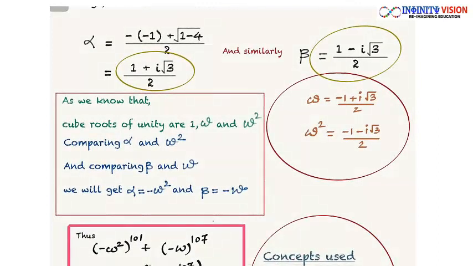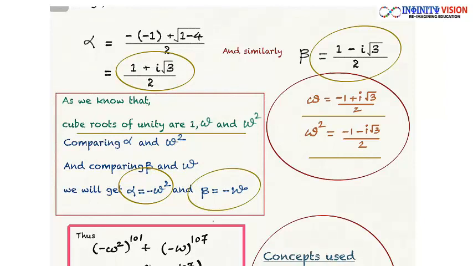As we can brush up from our memory, the cube roots of unity are 1, omega and omega square, where omega is minus 1 plus iota root 3 by 2 and omega square is minus 1 minus iota root 3 by 2. If you see alpha, 1 plus iota root 3 by 2, and omega square, minus 1 minus iota root 3 by 2, you will be able to say very clearly that alpha is nothing but minus omega square. And if you see beta and omega, beta is 1 minus iota root 3 by 2 and omega is minus 1 plus iota root 3 by 2. So beta is nothing but minus omega.